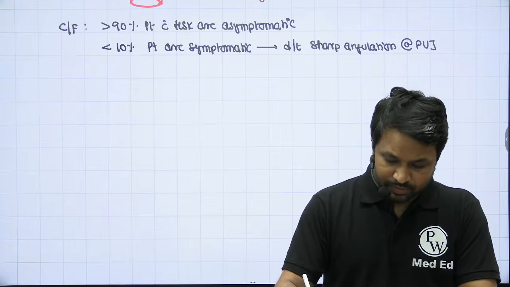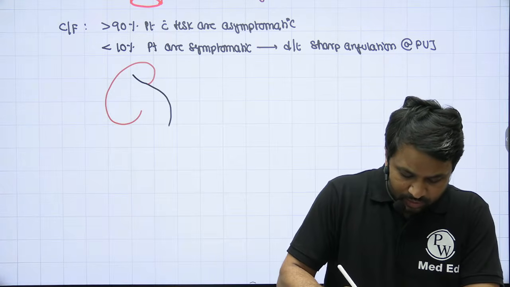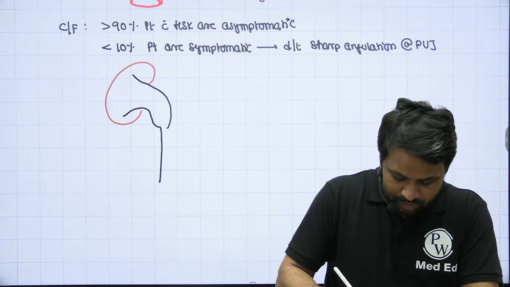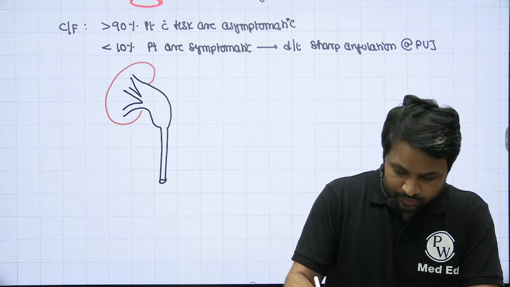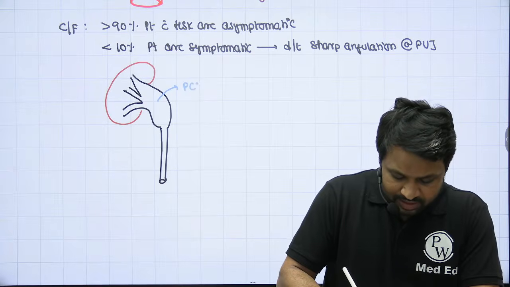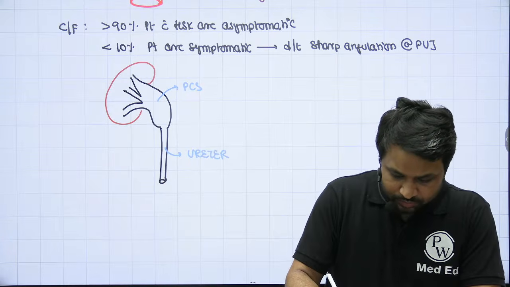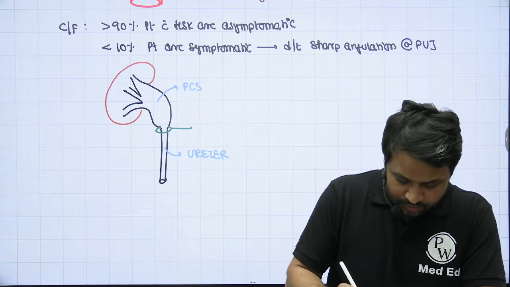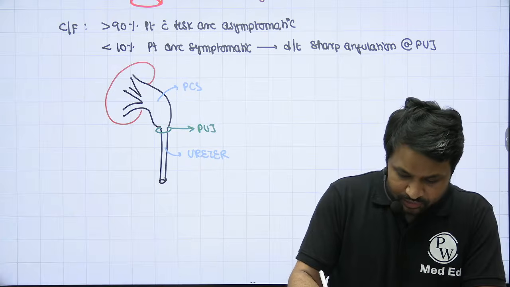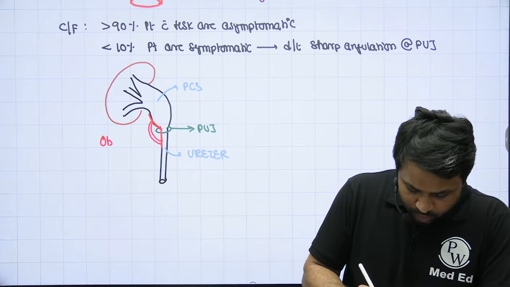Now, what do you mean by this? Normally when you look at the kidney, this is the orientation of the kidney, this is how a pelvicalceal system would present, and this is how a ureter will be there, right? This is the anastomosis between the pelvicalceal system and the ureter. The junction between these two is what we call the pelvi-ureteric junction. When you look at this angle, the angle between the pelvicalceal system and the ureter is an obtuse angle.